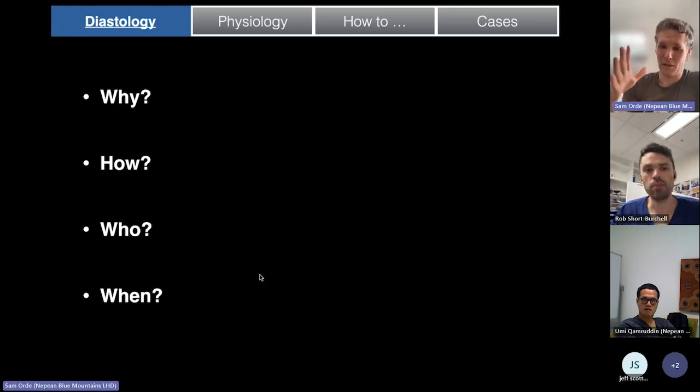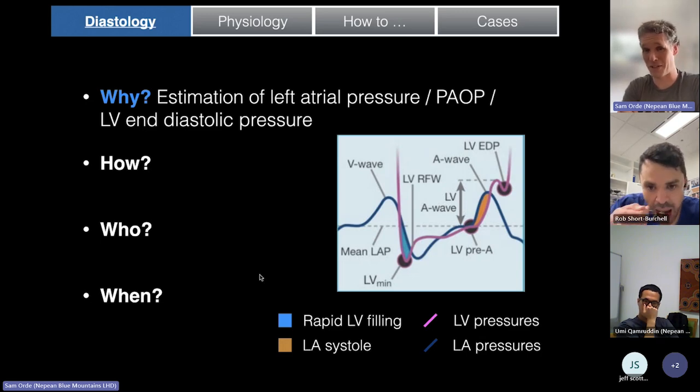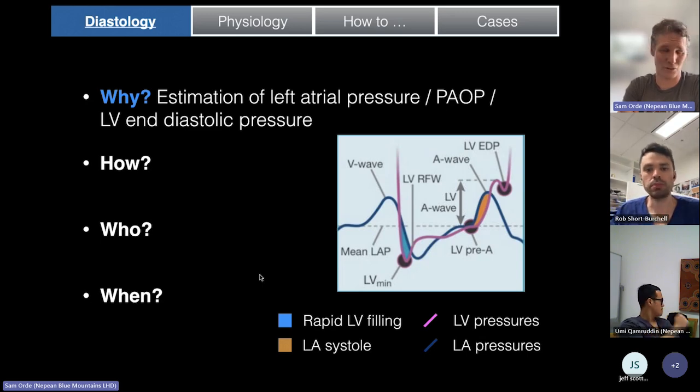So why are we going to do this, first of all? Well, the main reason we want to look at diastolic dysfunction is to estimate left atrial pressure. I know left atrial pressure is probably a little bit different from pulmonary arterial occlusion pressure, but it's what we're going to use in some of the reference articles and studies. They are different, but this is what is compared to in the literature. We can talk about the difference between left ventricle end diastolic pressure versus left atrial pressure.